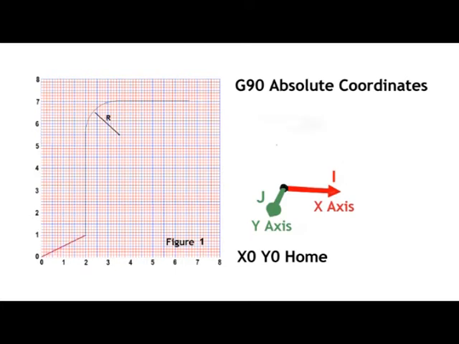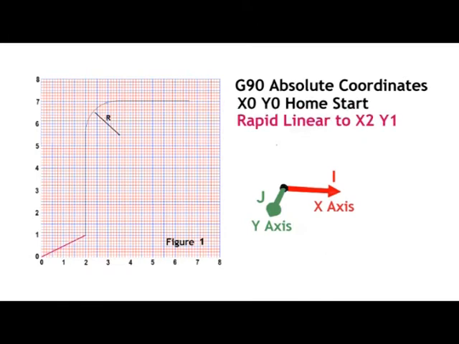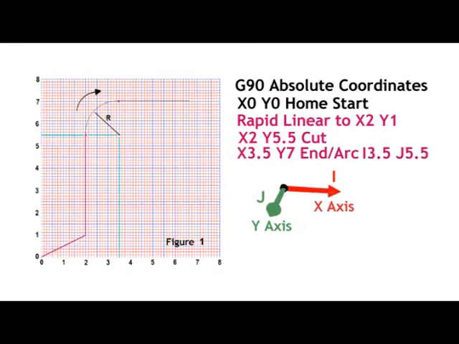So we rapid transit to the X2, Y1 and begin to cut. We will cut to X2, Y5.5, and then we will have an arc in the clockwise direction. The arc will end at the X3.5, Y7 position. Now we need to add the I and J. I and J is simply the coordinates for the center of the arc. So we have to write the line code as X3.5, Y7, I3.5, J5.5 to show where the arc ends and the center point of the arc.